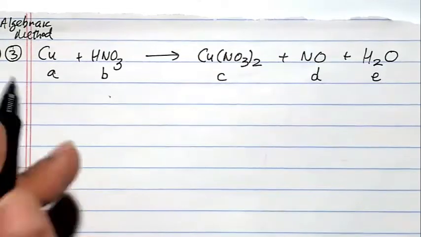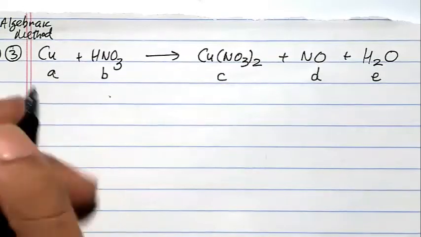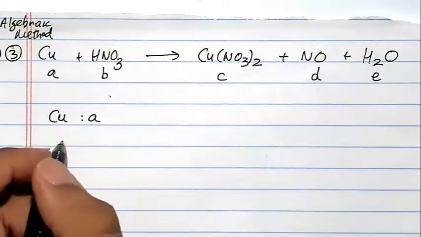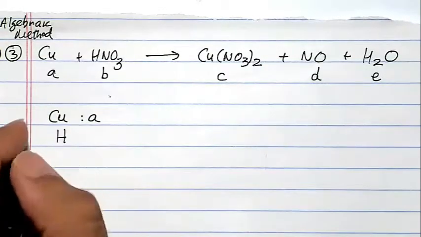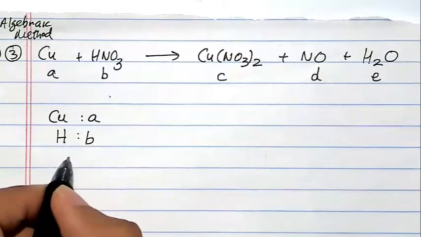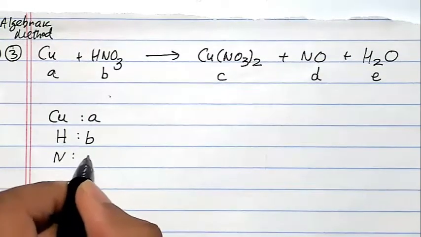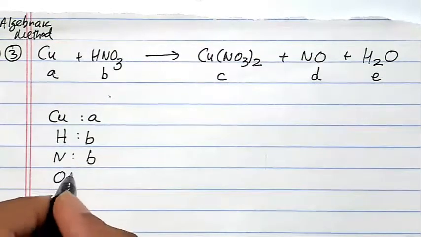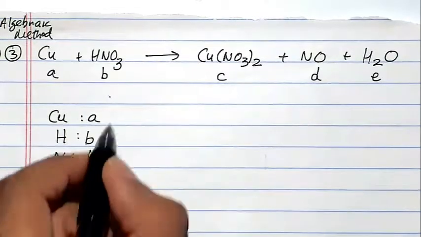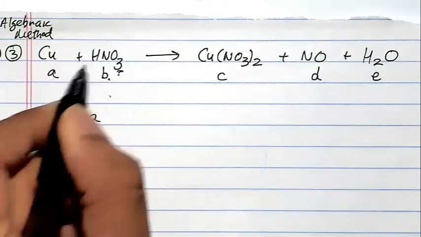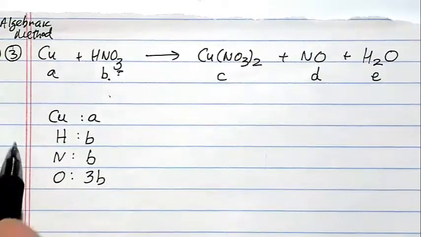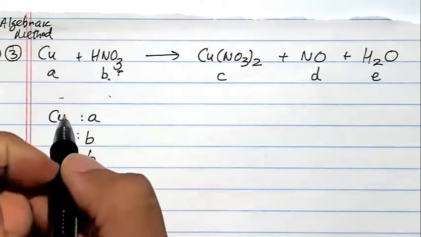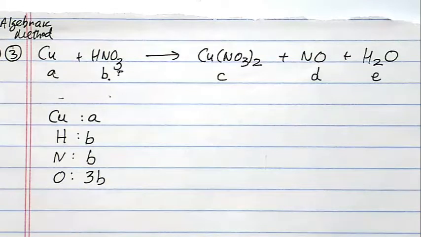All right. So now I have here A as my copper. So I have copper, and that's going to be A. I have H. That's going to be B. I have N. That's also going to be B. And then I have O. And what is O going to be? That is actually going to be 3B. I have covered everything in my reactant side. So whatever's in my reactant side must equal whatever is in my product side.